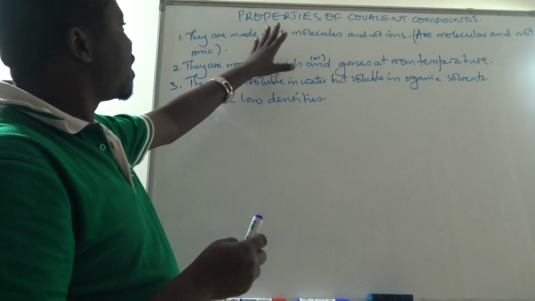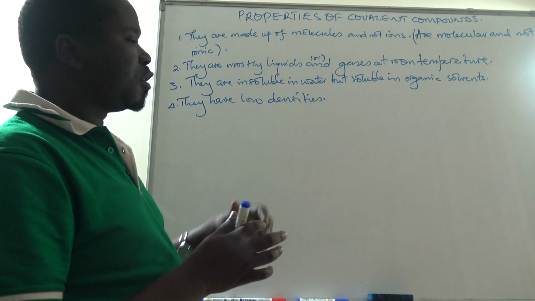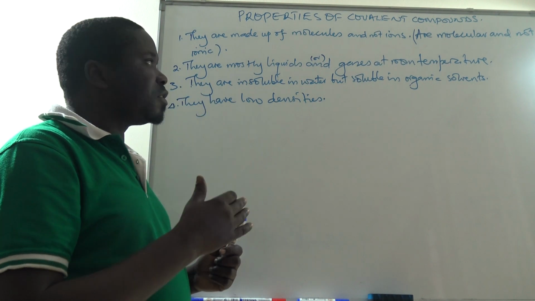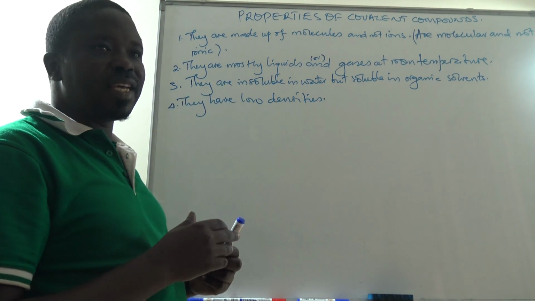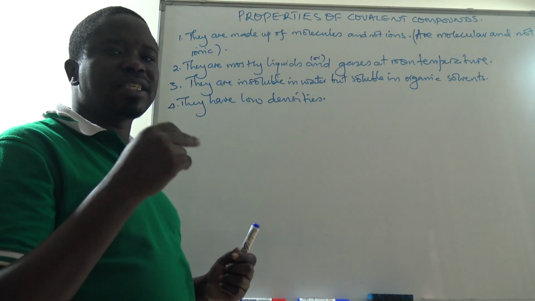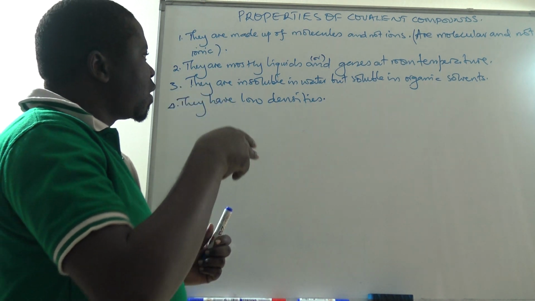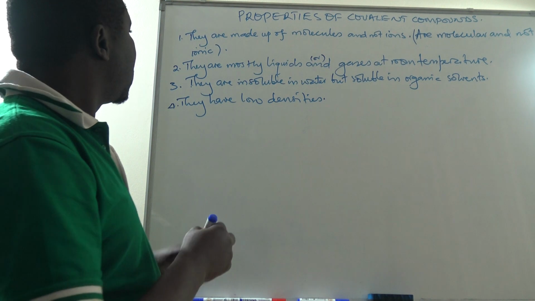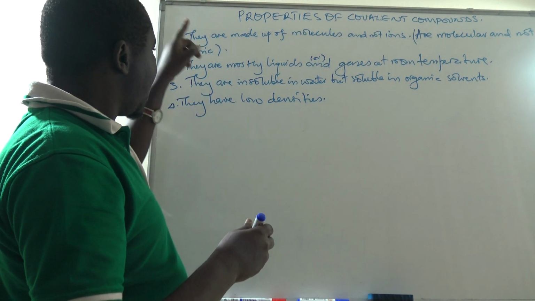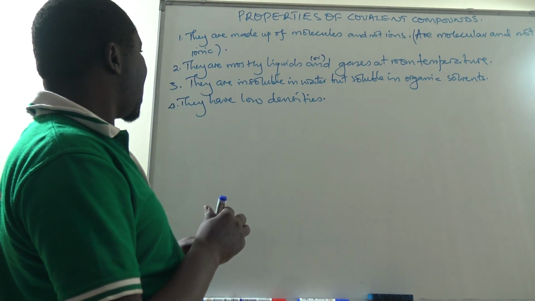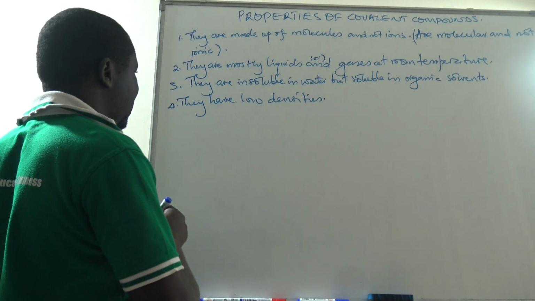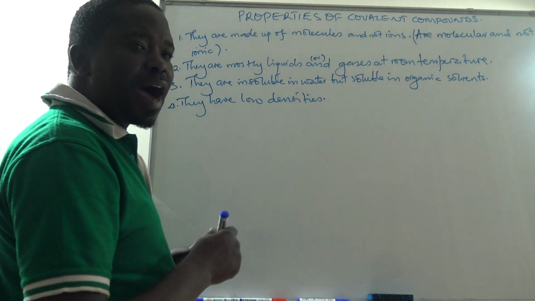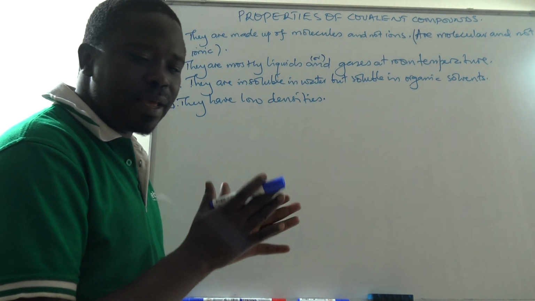That is the characteristic of ionic compounds. But with the molecular or covalent compounds, they are liquids or gases at room temperature. Try water. Water is too soft. Air is too soft. So we are saying that the covalent compounds have low densities. They are not hard at all, and their particles are not densely packed.